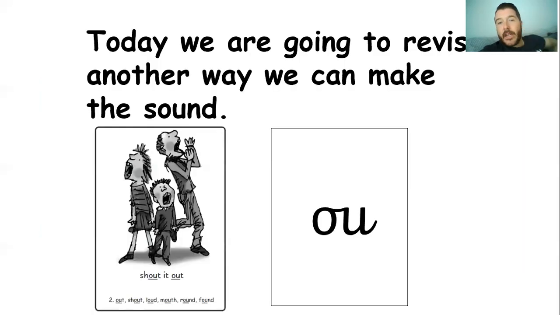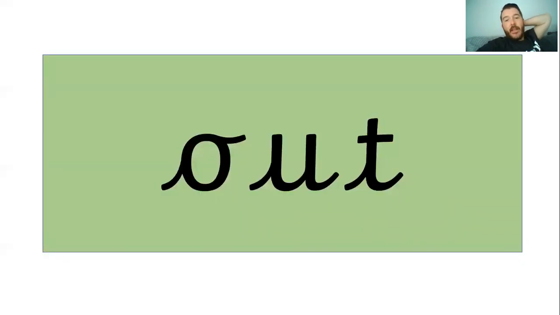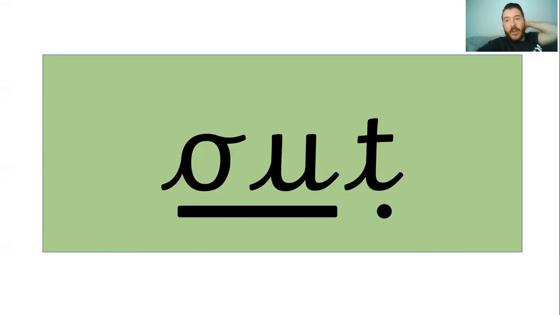So we're going to read some words with the ow sound in them, the O-U ow sound. We're going to wait till the sound buttons come up and say each sound as it comes up. So I'll do the first one with you just to show you what I mean. So for example, this one, we'd have out, out. Let's try them from now on.